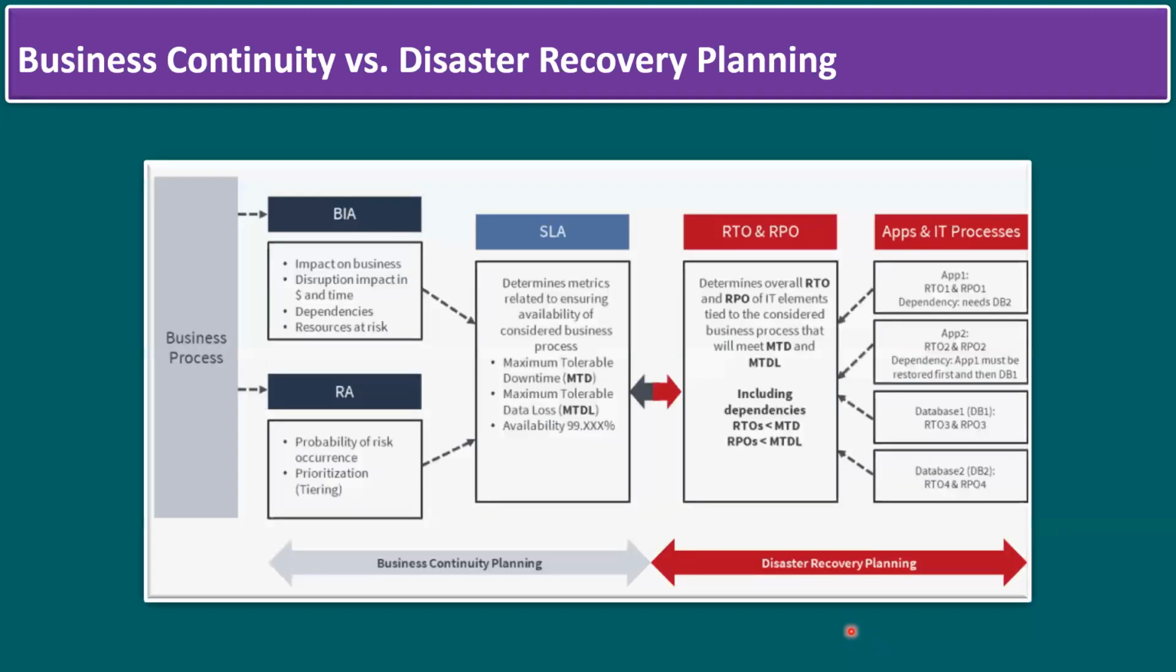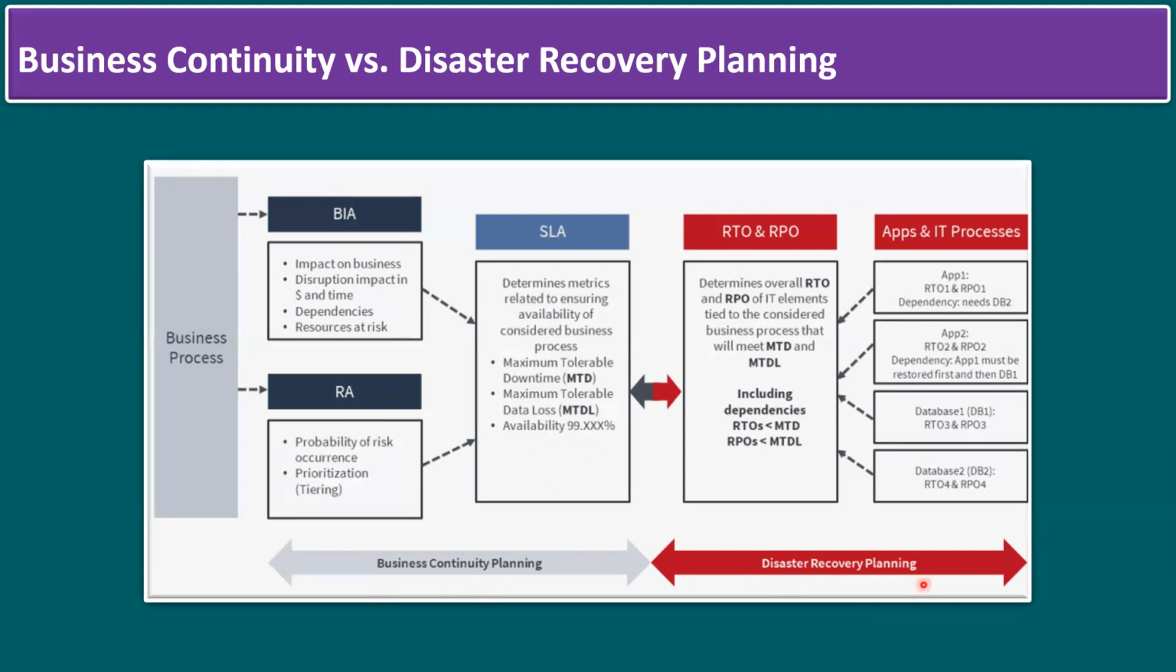Now another key terminology within business continuity and disaster recovery: we have to perform a business impact analysis and risk assessment, and we should also follow some service level agreements. A service level agreement is nothing but an agreement between the company and the customer. Sometimes there is a maximum tolerable downtime and maximum tolerable data loss. Most commonly, every organization has common SLAs like 99.99, meaning we have to provide 99.99% availability of our infrastructure to the customer. So that is called business continuity planning.